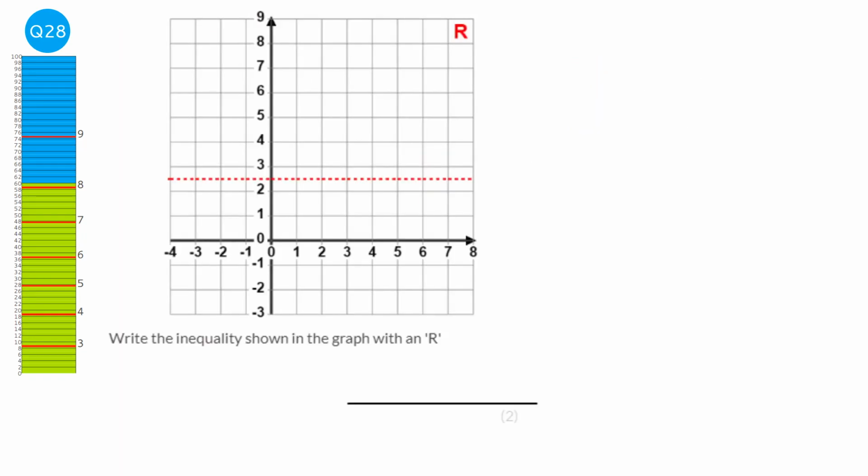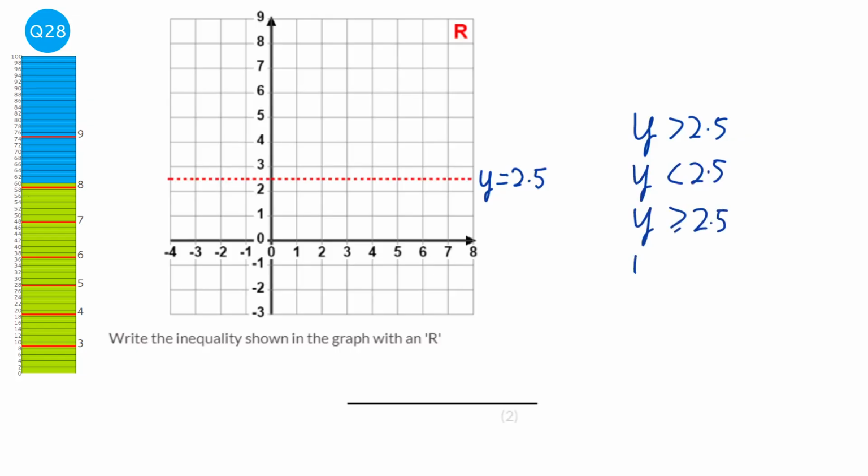We've got to first of all work out the equation of the line given to us, and it's horizontal, so it's going to be a y equals line, and it crosses the y-axis at 2.5, so it's going to be the line y equals 2.5. Now there are lots of different inequalities that would involve the line y equals 2.5. We've got y is greater than 2.5, y is less than 2.5, y is greater than or equal to 2.5, and y is less than or equal to 2.5. So we've got to work out which one of these it is.